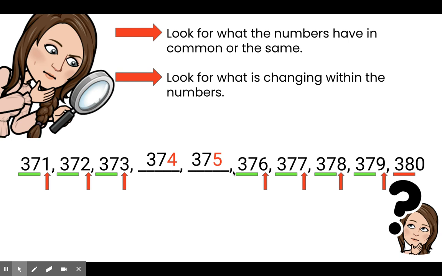Let's check our pattern by saying it together. 371, 372, 373, 374, 375, 376, 377, 378, 379, 380. That makes sense. Our pattern is increasing by 1 one each time. I understand now why these numbers did not remain the same. Once I reach 379, I now can make a new group of 10, 380.